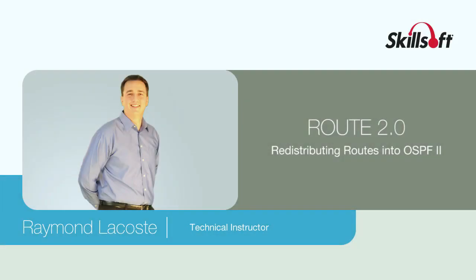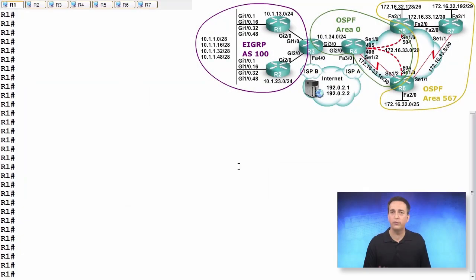Let's look at an example configuration in our live environment. R3 is our boundary router. It's sitting on the edge of the EIGRP autonomous system and the OSPF domain. So this is the router we're going to perform redistribution on right now. And I want to focus on those EIGRP routes. I want to redistribute those EIGRP routes into the OSPF domain.